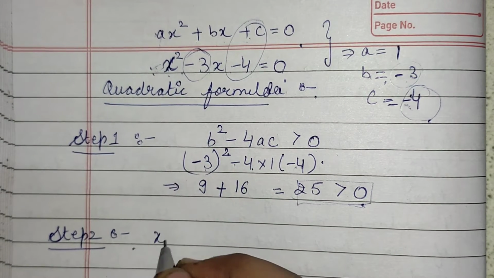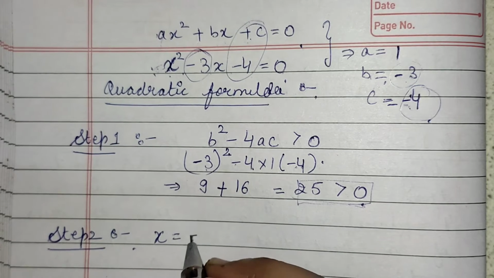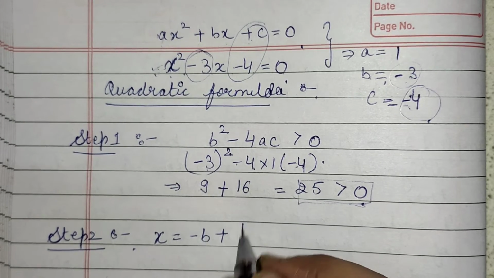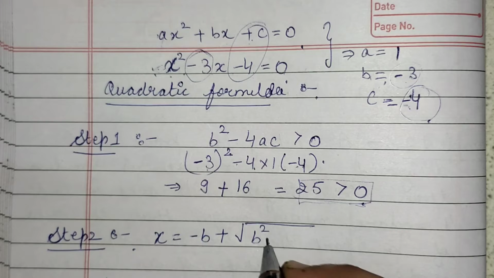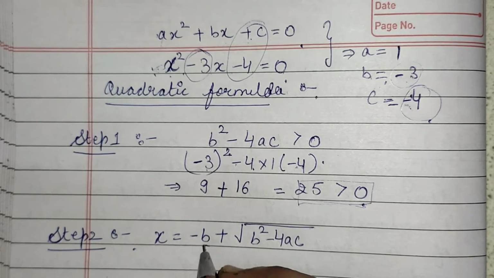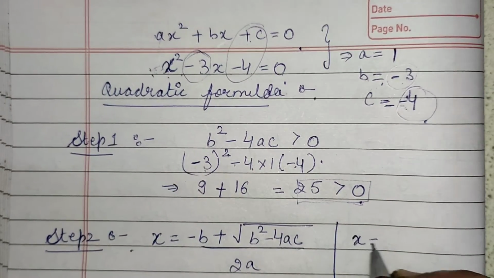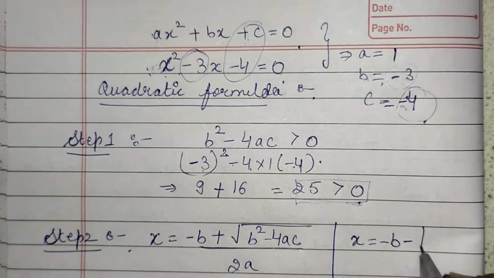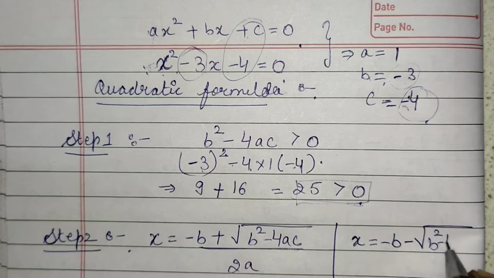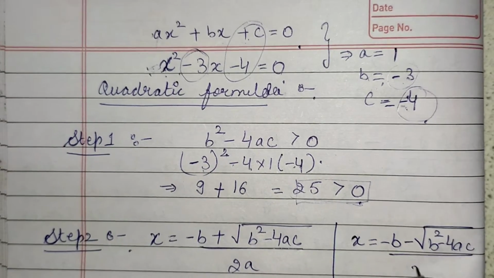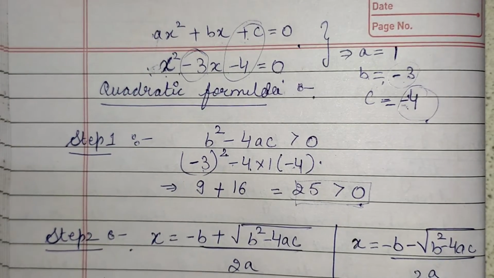So what is the formula? I have told you in previous examples also. x is equal to minus b plus under root of b square minus 4ac by 2a, and the second one is x is equal to minus b minus under root of b square minus 4ac by 2a.